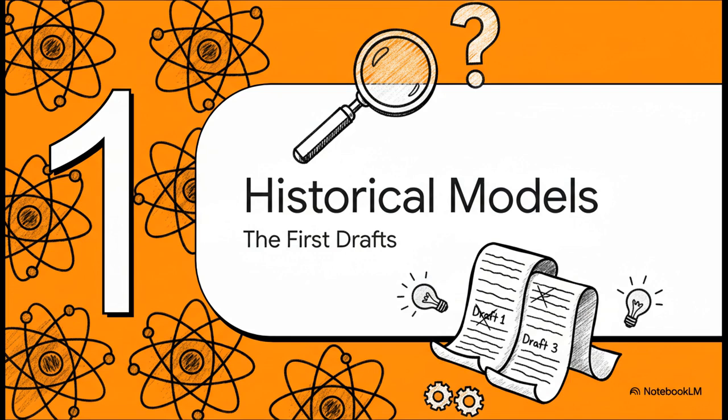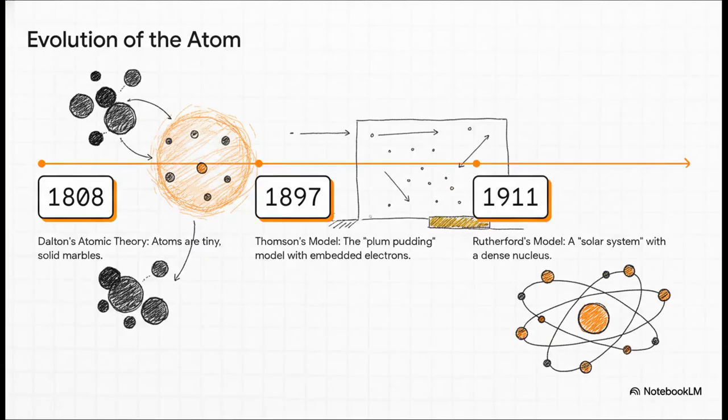Well, like any good detective story, it all kicked off with a series of first drafts. Theories that got some things right, but really missed the bigger picture. It all started way back in 1808 with John Dalton. He basically pictured atoms as these tiny, solid, indestructible marbles. Super simple, right? But it couldn't explain things like electricity.